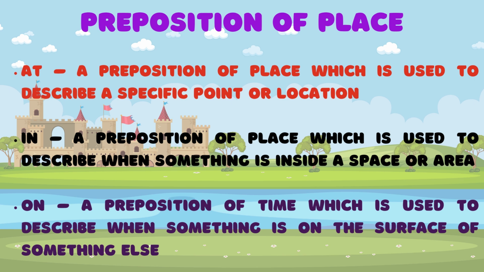A preposition of place is a preposition which is used to refer to a place where something or someone is located. There are 3 important prepositions of place. However, they can be used to discuss an almost endless number of places.